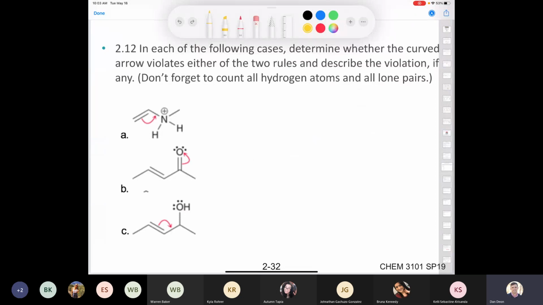This is kind of a funny question. In each of the following cases, determine whether the curved arrow violates either of the 2 rules and describe the violation, if any. Don't forget to count all hydrogen atoms in lone pairs. So I'll just ask you about A. Is there a violation here, yes or no? If anybody could just tell me, is this a violation? Is this a bad arrow?